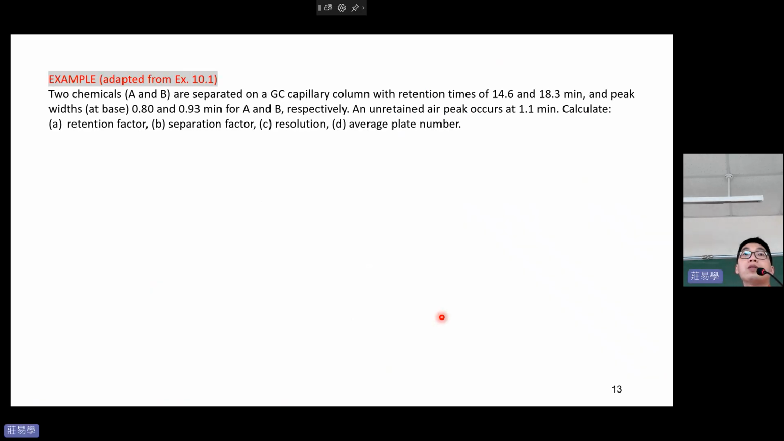So here comes an example that I adapted from the textbook. I'm going to leave it to you guys. You can find the answer in the textbook, and this one is relatively easy and pretty straightforward, and it might show up in your final exam. So put some effort into going through it and figuring it out.